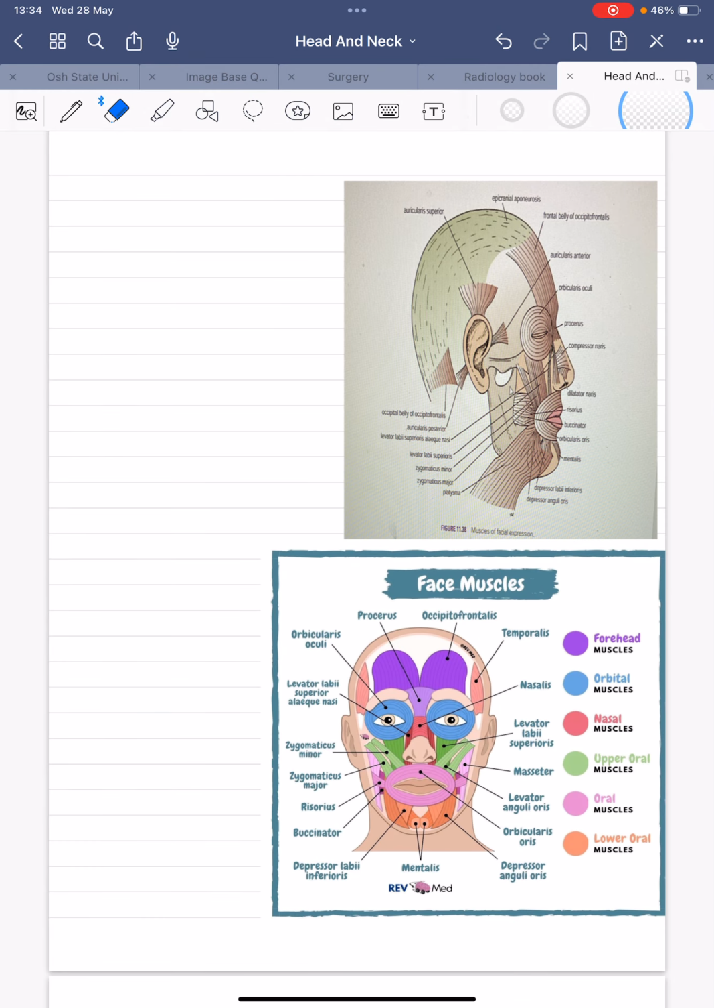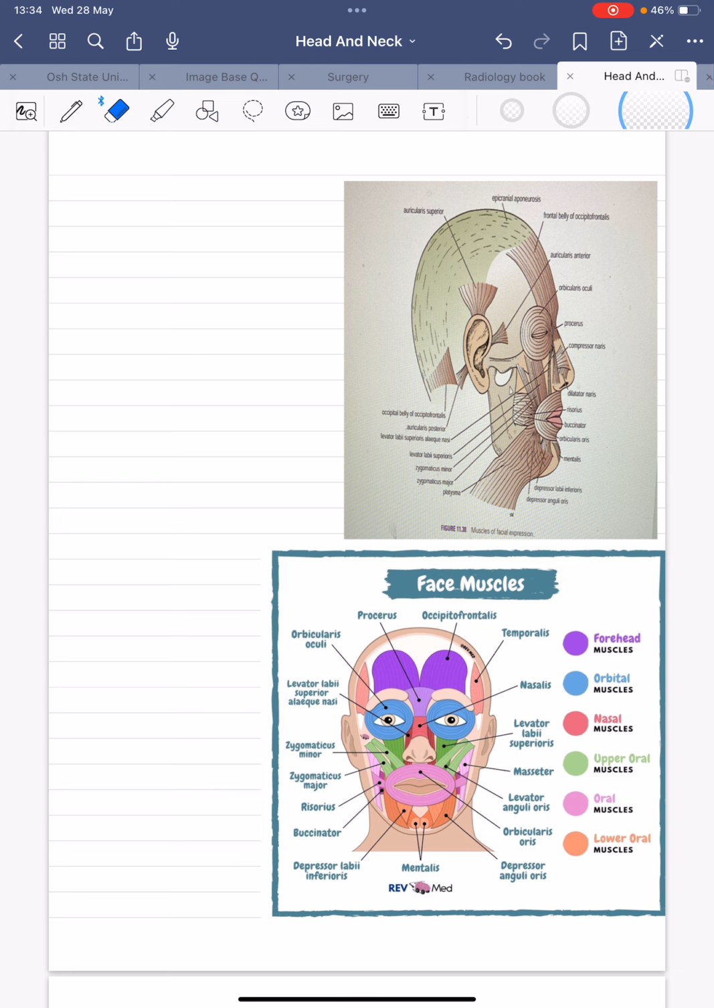Hello everyone. Today we are going to talk about the facial muscles and some of the common facial expressions which are produced by the facial muscles, and then we are going to talk about some clinical correlation of the facial nerve, and in detail we are going to discuss the facial nerve innervation of the face also.